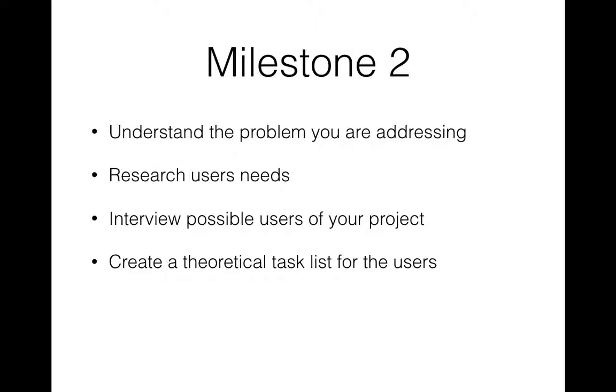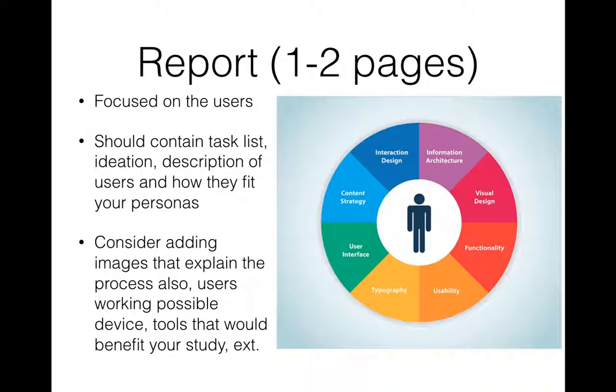And finally, with Milestone 2, you're going to want to create a theoretical task list for the users based on the information that you receive. So for the report, similar to Milestone 1, 1 to 2 pages. It should be focused on the users. If it's a little bit more than 2 pages, that's fine, but we don't need a 10-page report at this point.